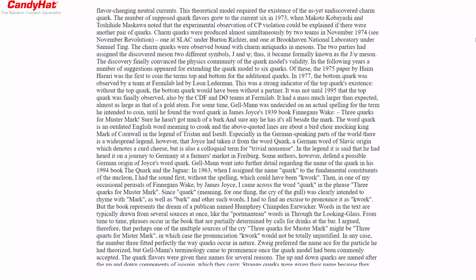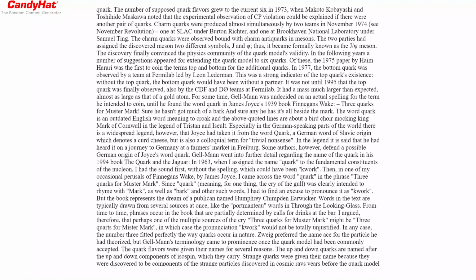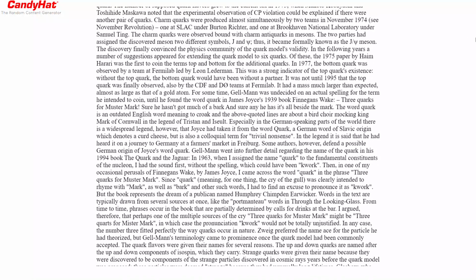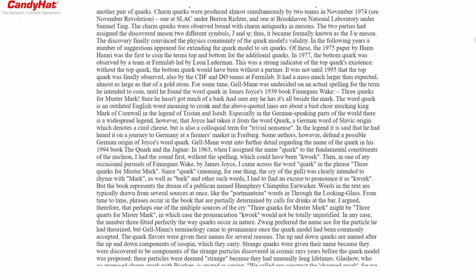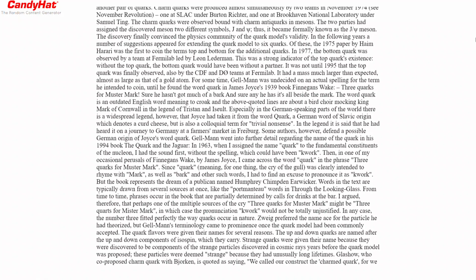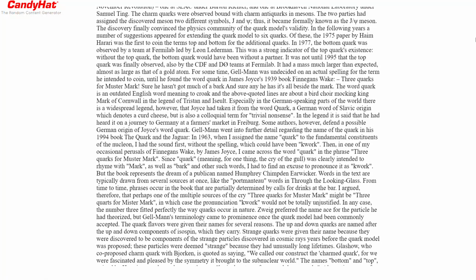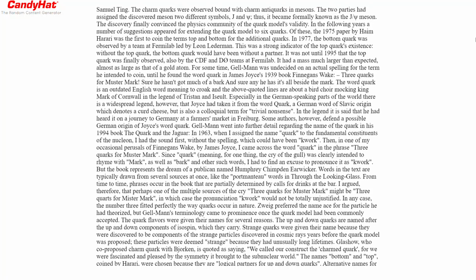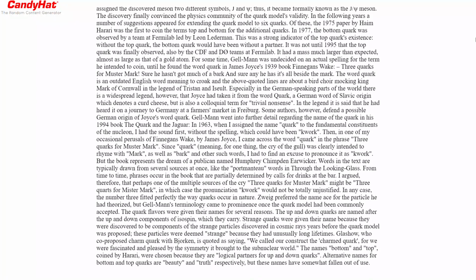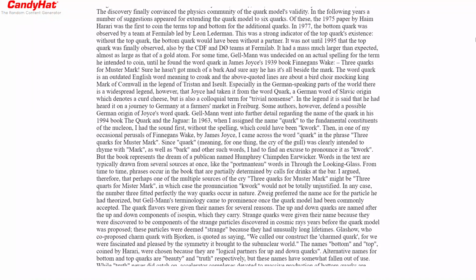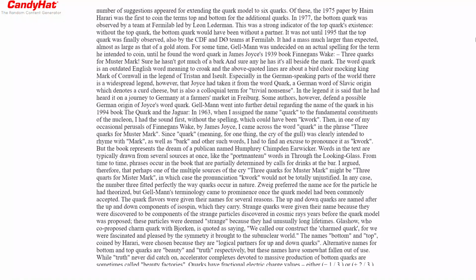The quark flavors were given their names for several reasons. The up and down quarks are named after the up and down components of isospin, which they carry. Strange quarks were given their name because they were discovered to be components of the strange particles discovered in cosmic rays years before the quark model was proposed. These particles were deemed strange because they had unusually long lifetimes. Glashow, who co-proposed the charm quark with Bjorken, is quoted as saying, "We called our construct the charmed quark, for we were fascinated and pleased by the symmetry it brought to the subnuclear world." The names bottom and top, coined by Harari, were chosen because they are logical partners for up and down quarks. Alternative names for bottom and top quarks are beauty and truth, respectively, but these names have somewhat fallen out of use. While truth never did catch on, accelerator complexes devoted to massive production of bottom quarks are sometimes called beauty factories.